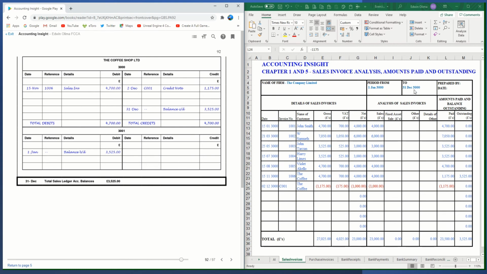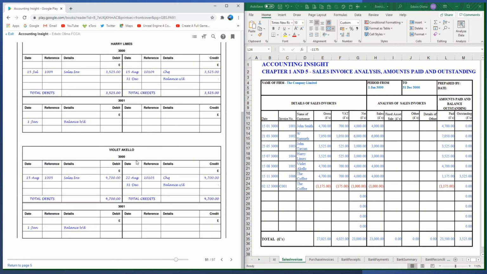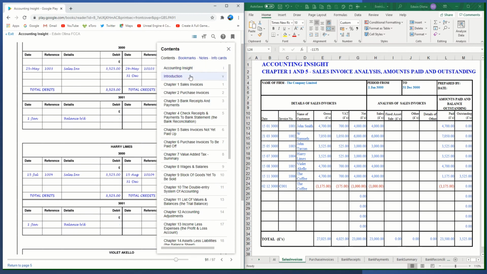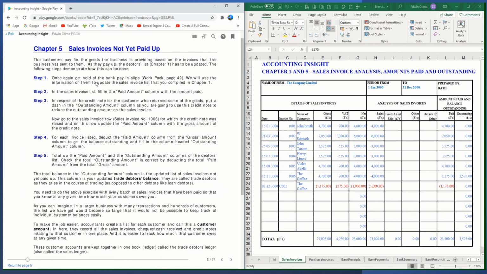So the method we've used here is a simple method so you can see everything on one page. This is the method that accounting systems use, and this is the traditional ledger system that has been used for hundreds and hundreds of years before computers. And now we've got computer software, you can have your accounts presented in this format. So that is essentially updating your list of sales invoices and showing those which are not yet paid up.